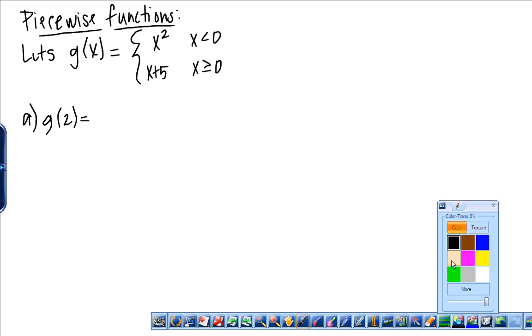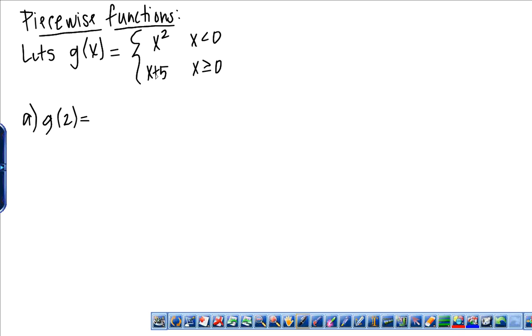On g of 2, basically you're not going to plug it in both of these places. Where does 2 fall? Is it less than 0, or is it greater than or equal to 0? And in fact, it falls in this function. So I'm going to plug in a 2 here, and then my answer would be 7. Easy as that.